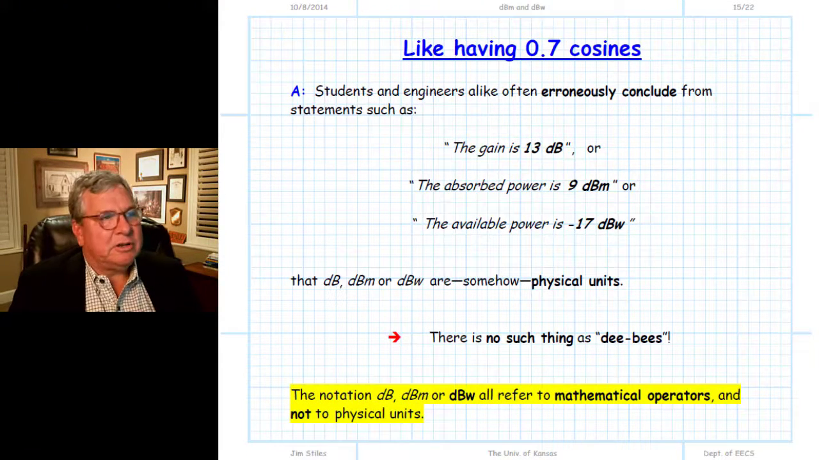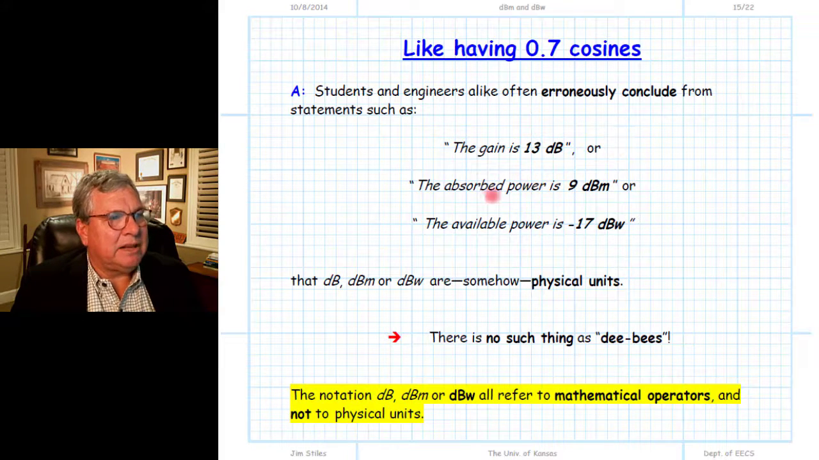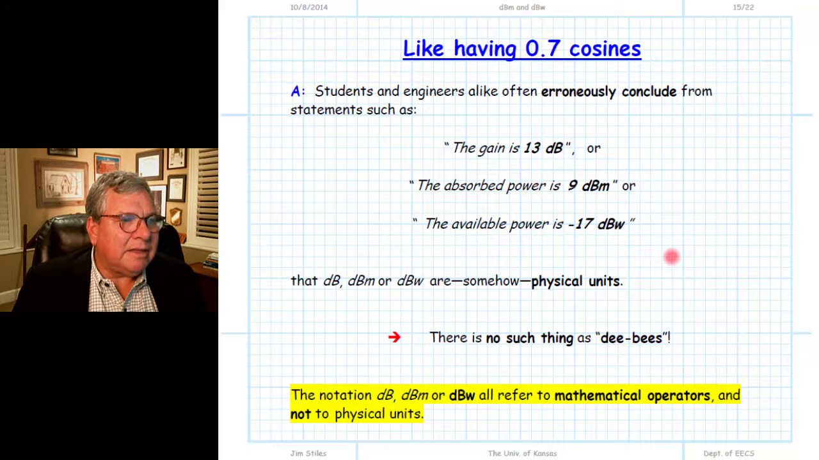The problem when engineers say things like the gain is 13 dB, or even more likely if we say the absorbed power is 9 dBm or the available power is minus 17 dBw, is that these decibel statements are interpreted as physical units. I have 9 joules, or I have 9 dBm. I have 9 kilometers or 9 dBm. They sound like units. And the key thing about these operators is they are not physical units. There is no such thing as dBs.